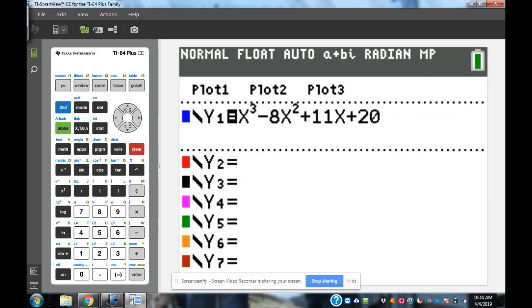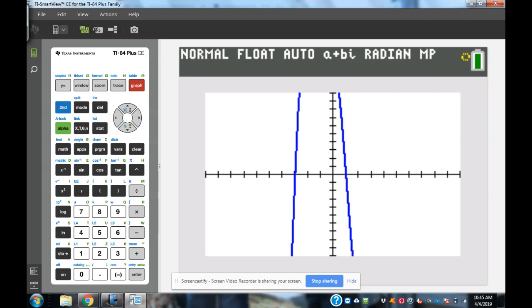Y equals, just going to clear out that one, x to the 3rd minus 4x squared minus 15x plus 18. Hit graph. And look for somewhere it crosses the x-axis. Where does it cross the x-axis? 1 is an answer. -3 looks like it's an answer. And +6 looks like it's an answer.